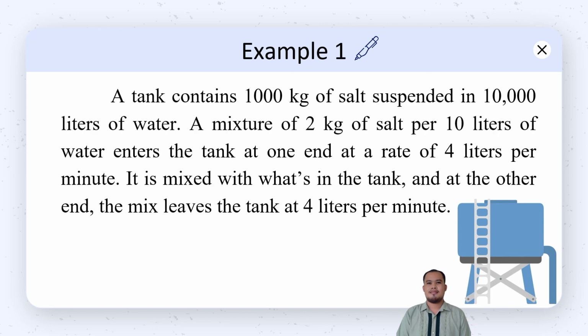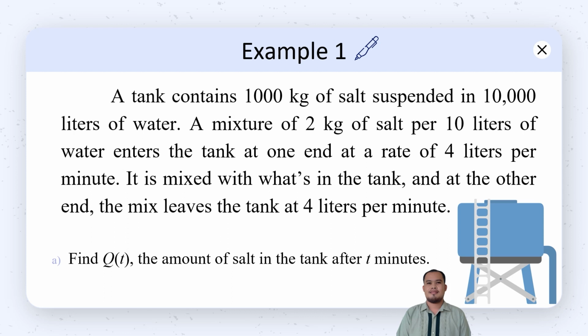Now, let's have this first example. A tank contains 1,000 kg of salt suspended in 10,000 liters of water. A mixture of 2 kg of salt per 10 liters of water enters the tank at one end at a rate of 4 liters per minute. It is mixed with what's in the tank at the other end. The mix leaves the tank at 4 liters per minute. Now, we are tasked to find Q of T, or the amount of salt in the tank after T minutes. Then, we will also find the limiting amount of salt in the tank.